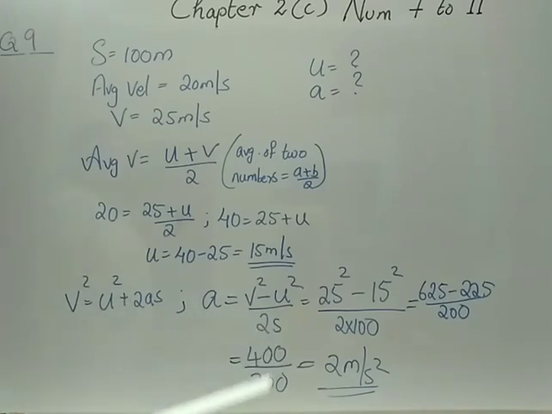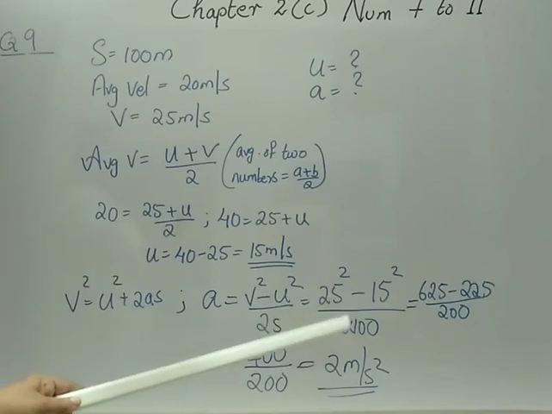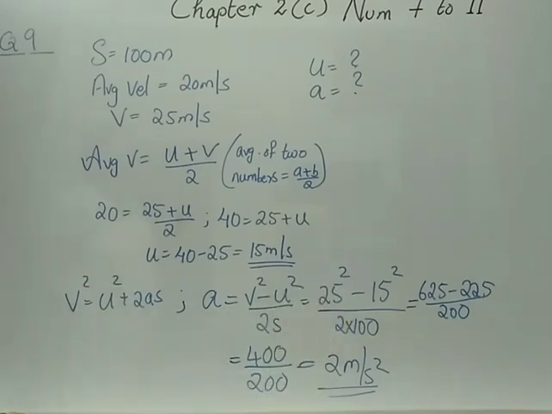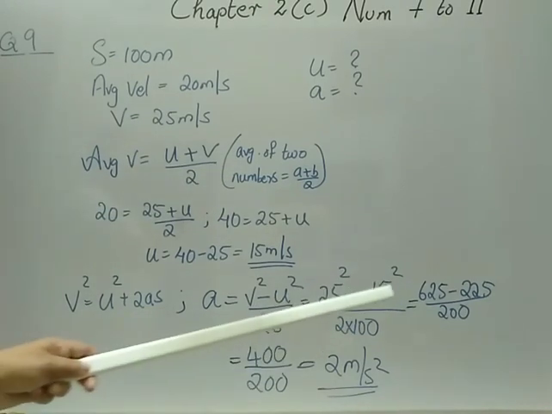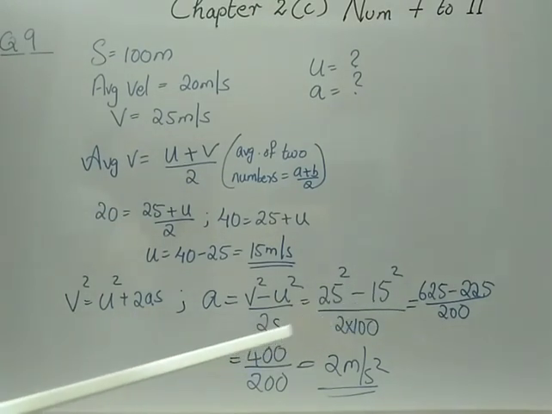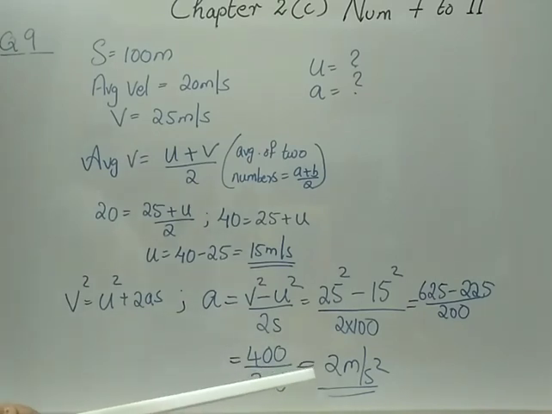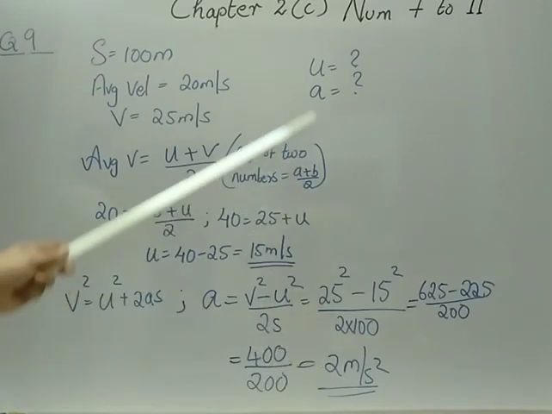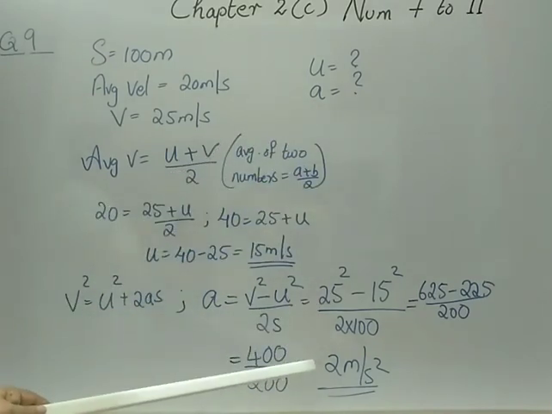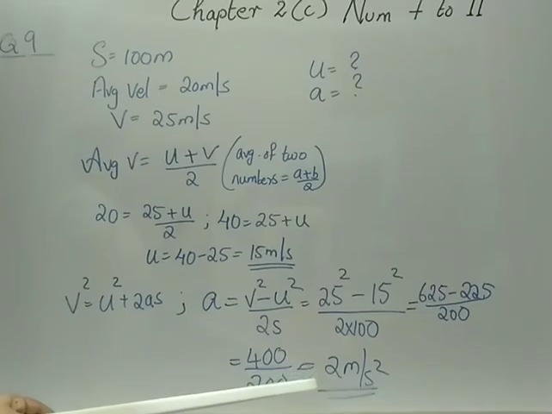So a is equal to v square minus u square by 2s. So 25 square minus 15 square by 2 into s. S is 100. So 625 minus 225 by 200. 625 minus 225 is 400. 400 by 200 is 2 meter per second square. That means acceleration is 2 meter per second square.